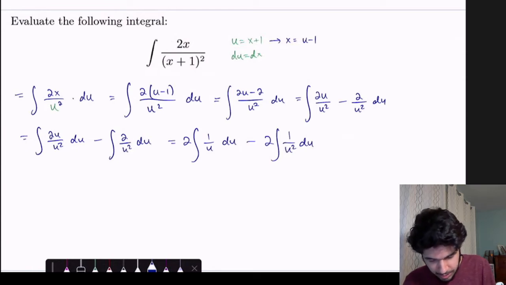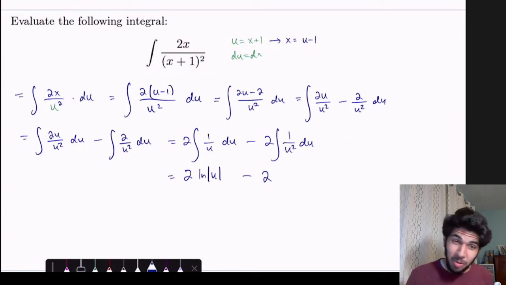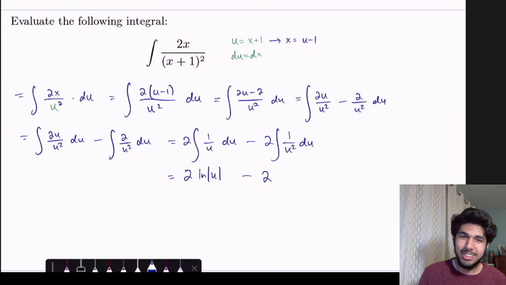So for the first one, we know how to solve that. That's 2 times the natural log of the absolute value of u. For the second one, 1 over x squared. It's almost what we know. We know 1 over x, but 1 over u squared. We know 1 over u.